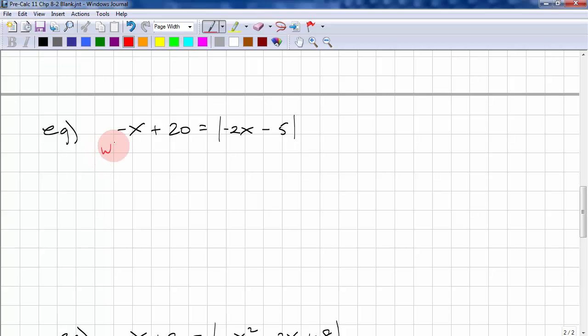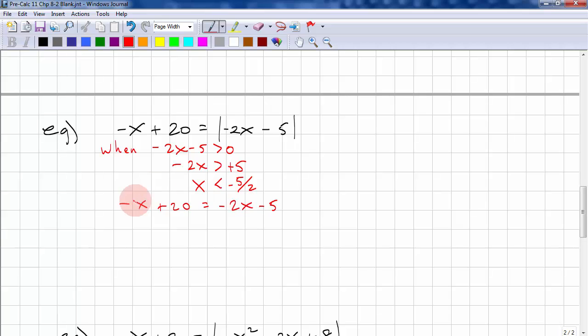So we need to check when negative 2x minus 5 is greater than 0. So negative 2x is greater than positive 5. So x is less than or equal to negative 5 over 2. Remember, when we're dividing by a negative, we need to flip the inequality. So we have minus x plus 20 equals negative 2x minus 5.